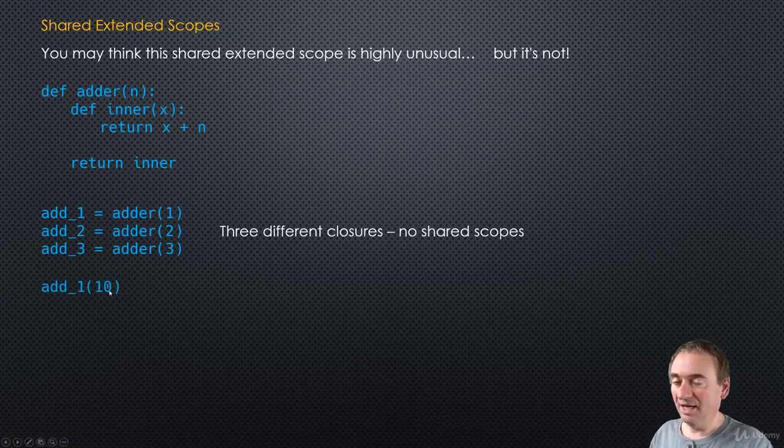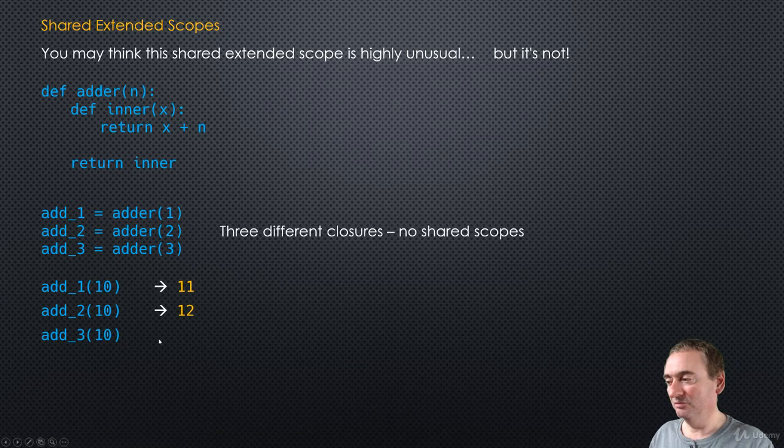So if we call add1 on 10, right? X is now 10, and it's going to say, okay, well, add1 x closure, the value for n, what is it? Oh, it's 1. Okay, add 1 to it and return it. We get 11. When we call add2 on 10, Python says, okay, what's add2? Well, it's the closure add, right, inner, with n equal to 2, different cell, and its reference is 2. So, okay, I got to add 2 to x, and returns therefore 12. And the same thing with add3. It returns 13. So far, no shared scopes, right?